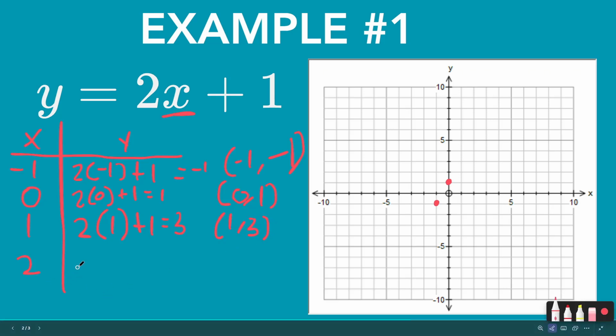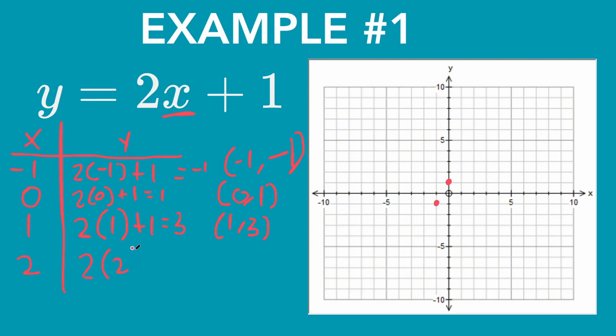Now let's look at 2. So it's the same routine again. We're going to do 2 times 2, since we're plugging in 2 over here, plus 1. 2 times 2 is 4. 4 plus 1 is 5. So our y value is going to be 5. So our coordinate point is going to be 2, 5.